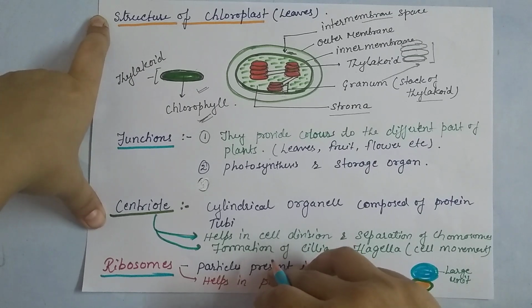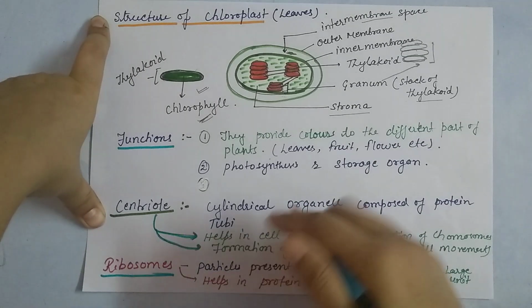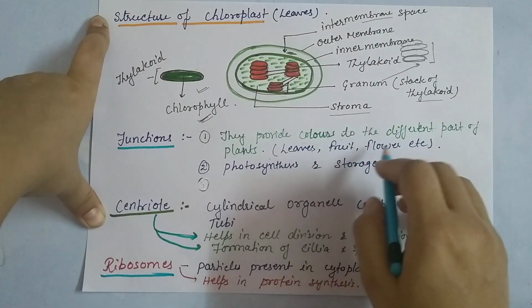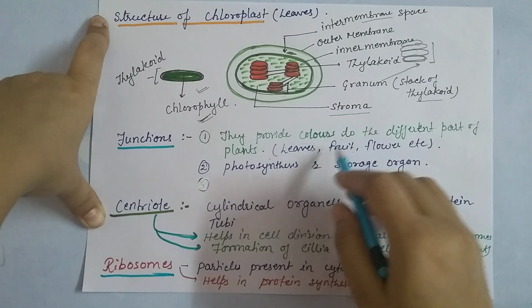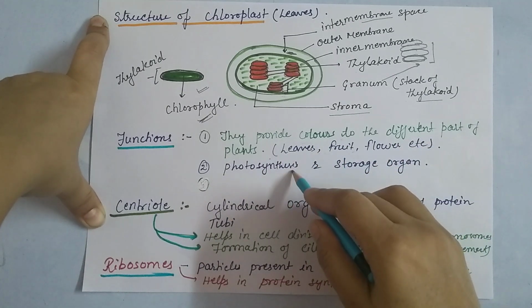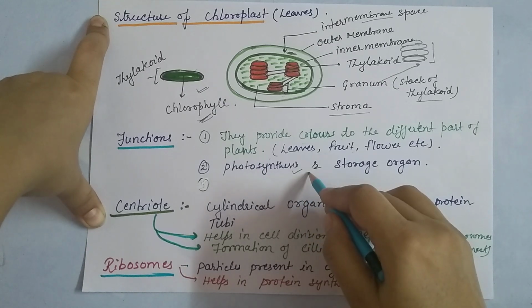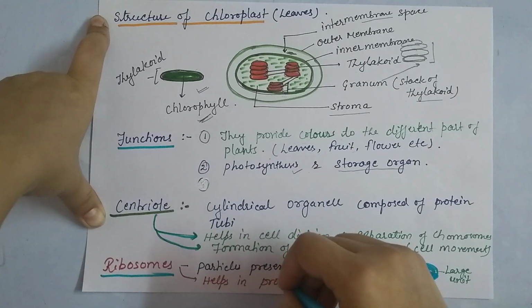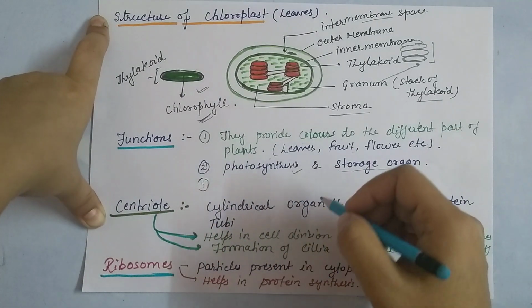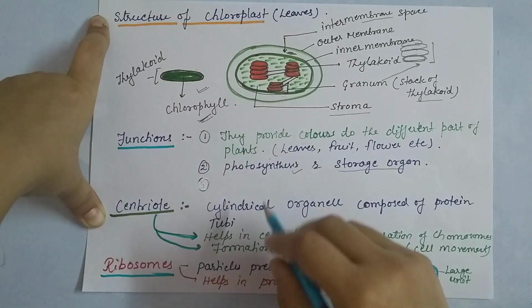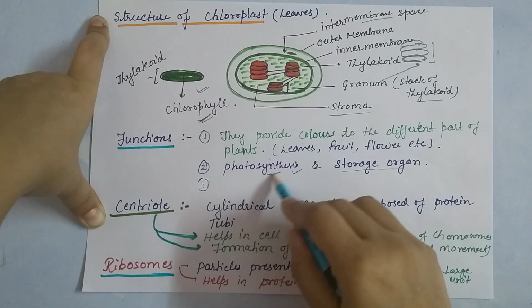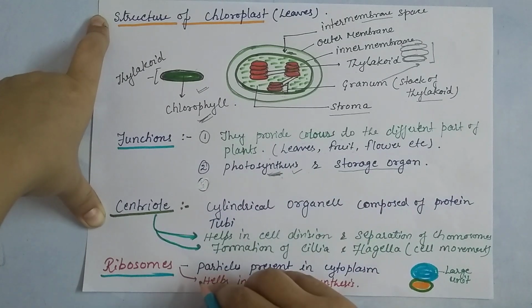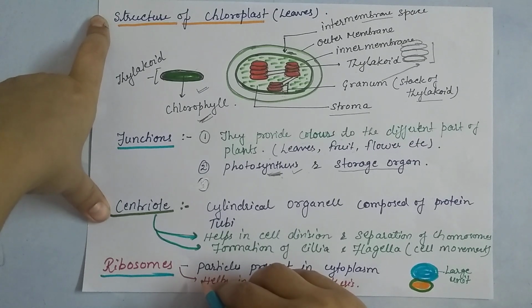Now the function of plastid. Basically plastids provide colors to the different parts of the plants like leaves, fruits and flowers. The chloroplast is helpful for photosynthesis, and plastids are also known as storage organs, like amyloplast, which stores starch. So plastid plays a very important role in photosynthesis, where the green color pigment, that is chloroplast, helps in photosynthesis. So this is all about the plastid.